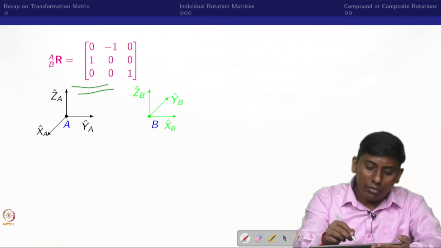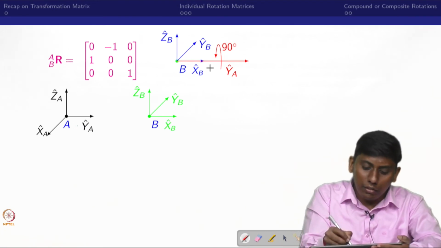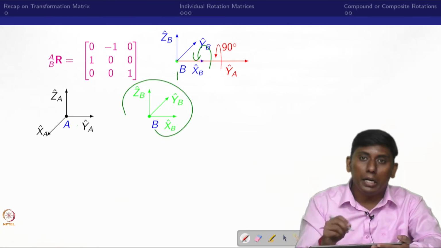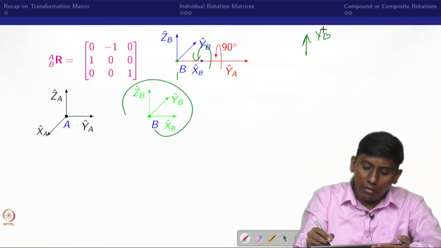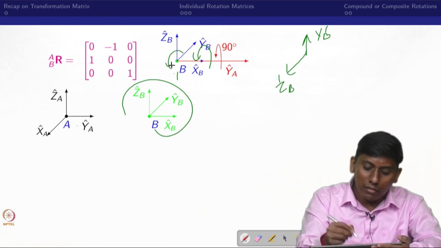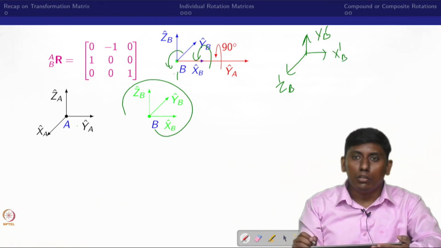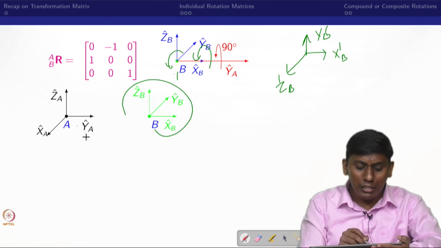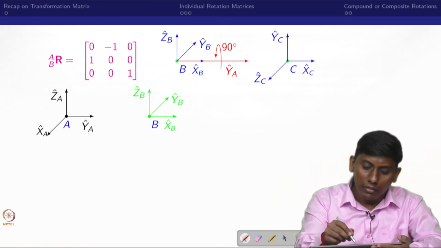Now I hope you are clear how it has come. What I am taking now is a rotation about YA by 90 degrees. You have taken a B frame here and you are rotating it. If you rotate by 90 degrees, YB dash will come and ZB dash will come, and then this would be XB dash. So we have taken the rotation with respect to YA fixed, and we can write that rotation matrix.